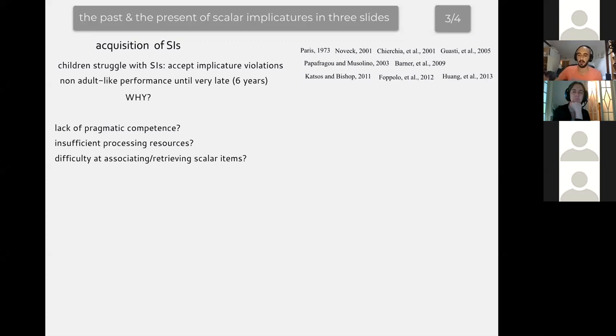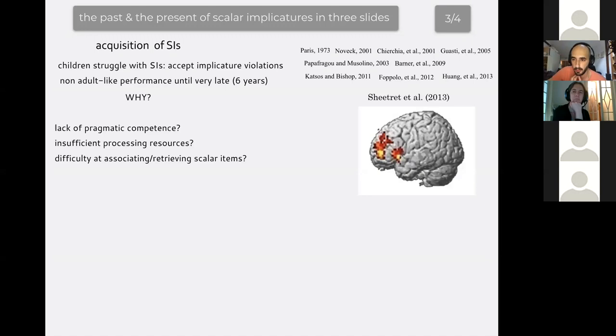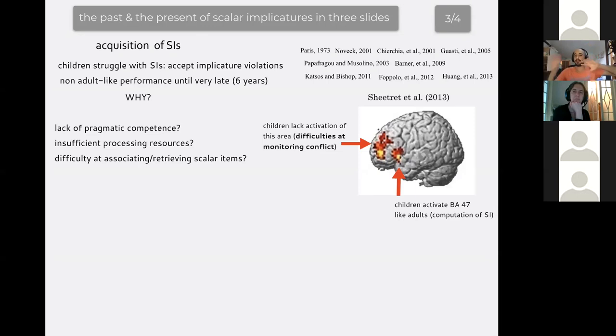There is an interesting neuroscientific experiment by Sheetrit et al. They found that when they presented children with an implicature violation, they activate the same area as adults, which is supposed to be involved in deriving the implicature, this BA47 at the bottom, very close to Broca's area. But they lack the activation of another area in the middle frontal gyrus, the one on the left top corner, which is supposed to be involved in monitoring conflict, so monitoring conflicting representations. And so they claim that actually they can derive the implicature, but they cannot really compare the strengthened meaning and the non-strengthened meaning to the context, and therefore they accept the implicature violation.